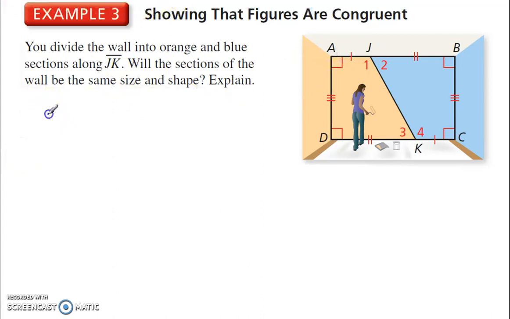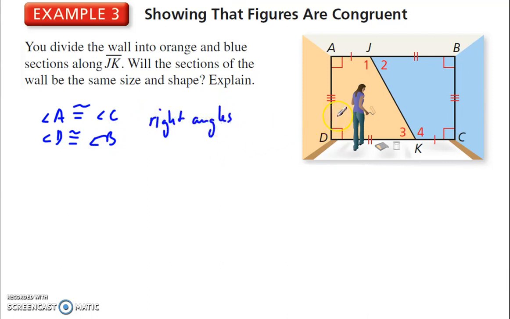We know that angle A is congruent to angle C, and those are the corresponding angles, and angle D is congruent to angle B, because all right angles are congruent to each other. We know by the lines perpendicular to a transversal theorem that AB must be parallel to DC.